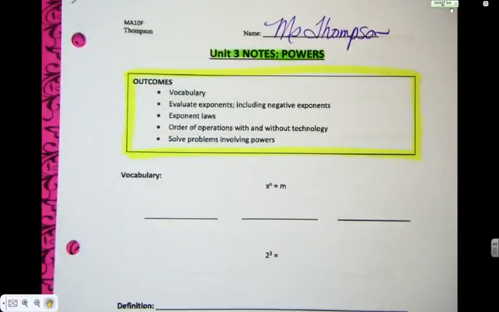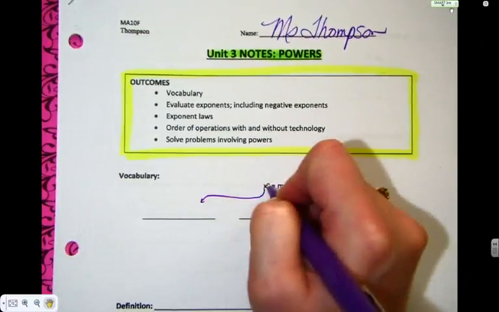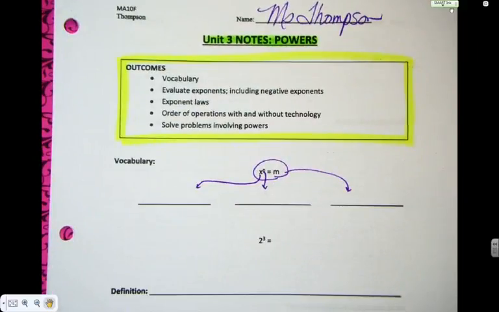So just like polynomials, we're going to start with the vocabulary. We had, I think, 13 words in polynomials. We only have 3 in this unit, so it's kind of nice. We're going to look at what is the x called, what is the n called, and what is the whole thing together called. So what do we call the x? What do we call the n? What do we call that whole thing put together?